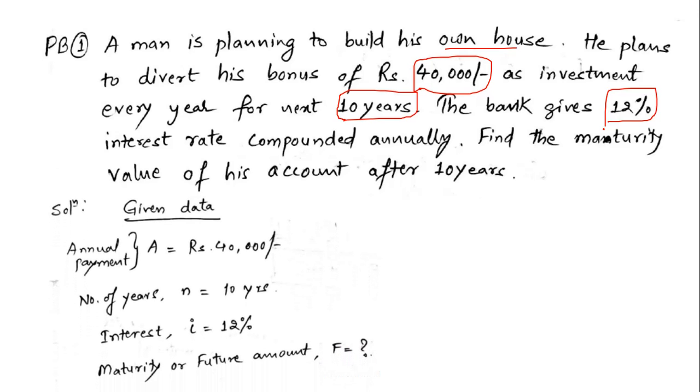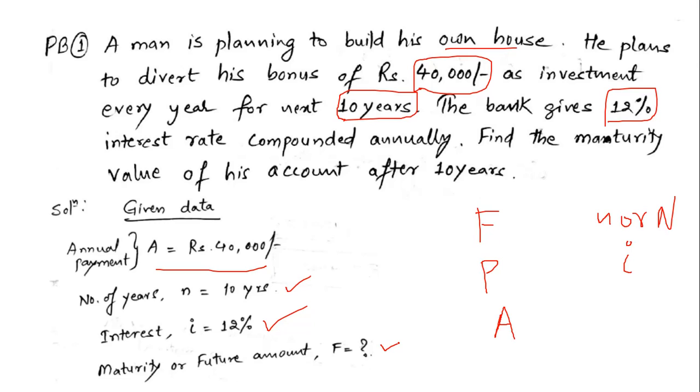So if I write the given values in terms of symbols, all of you have to remember: F is for future amount, P is for present amount, and any annual payment, receipt or expenditure is denoted by A. Now the period, either you can use small n or capital N, and rate of interest is denoted by I. So in this case the annual payment A is 40,000, number of years is 10, rate of interest 12%, and the maturity amount or future amount is what I have to find.